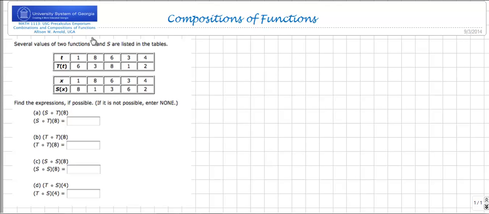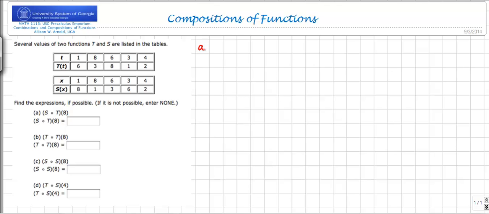Now that we've looked at compositions of functions using formulas, let's take a look at a composition where we're going to use tables for the functions instead of formulas or graphs. In this particular example, you're given two tables, one for the function t and one for the function s. The function t depends upon the input lowercase t, and the function s depends upon the input lowercase x. Your first question after being given the table is for the composition s of t of 8.